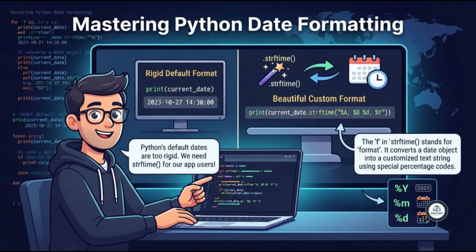By default, Python displays dates in a very rigid format. To present dates beautifully to your app users, we use the strftime method. The f in strftime stands for format. This method lets us convert a date object into a customized text string using special percentage codes. For example, %Y gives you a 4-digit year, %m gives the month, and %d gives the day.